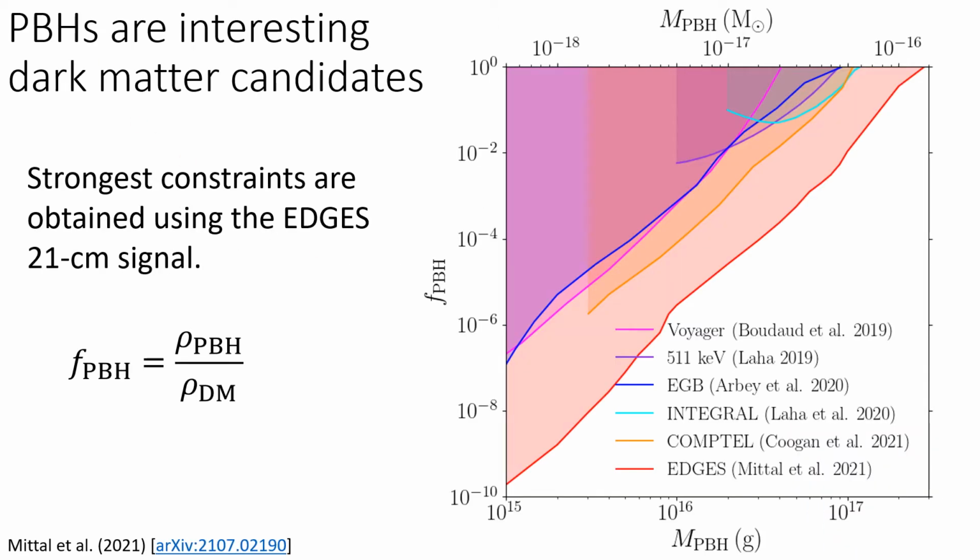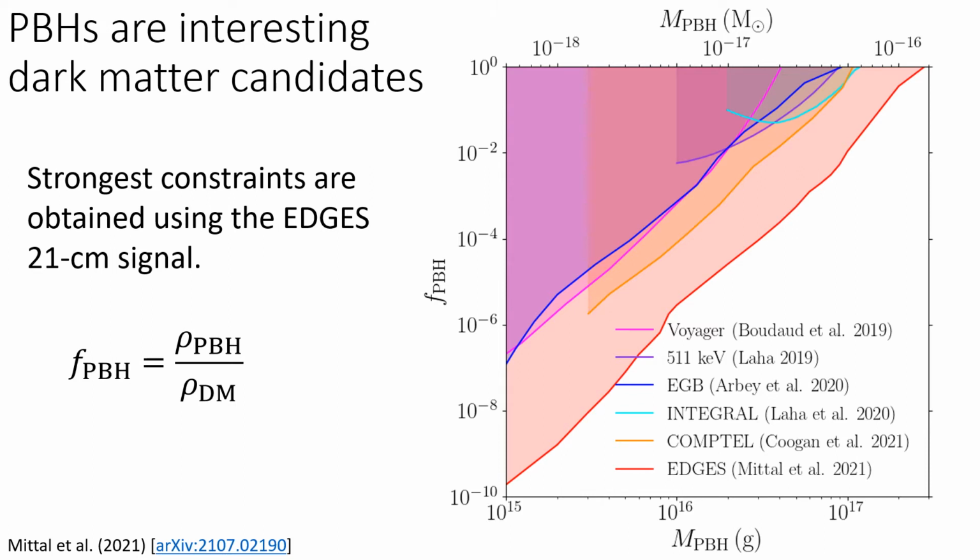I would like to digress for a moment to motivate why we consider primordial black holes. So primordial black holes are interesting dark matter candidates that have been studied for a few decades now. So primordial black holes can exist in a very broad range of masses.